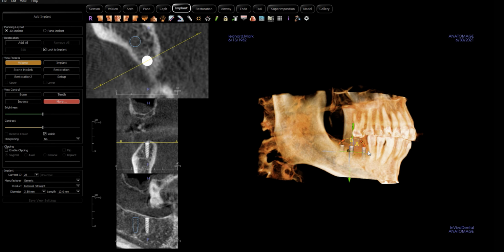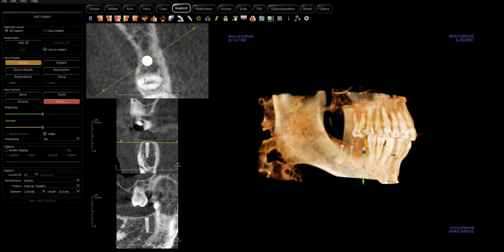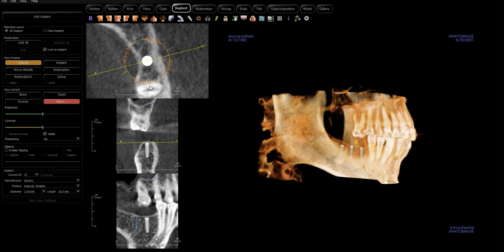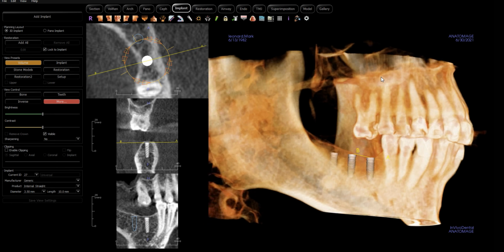So I'm going to place that first implant roughly 2 millimeters away from this adjacent tooth. 1.5 is the closest you want to get. There is a point at which we would get too far away. The farther away from the adjacent tooth, the stronger the emergence profile has to be on the crown.